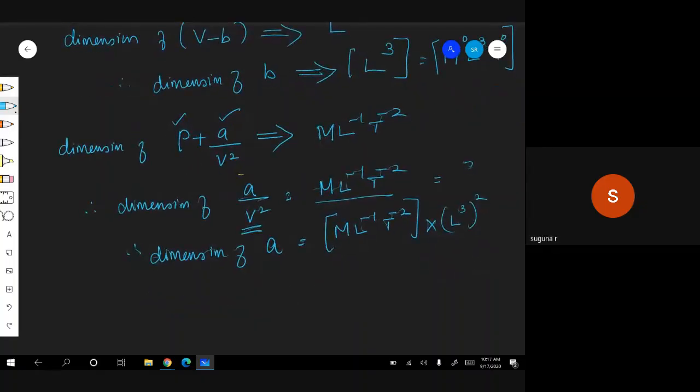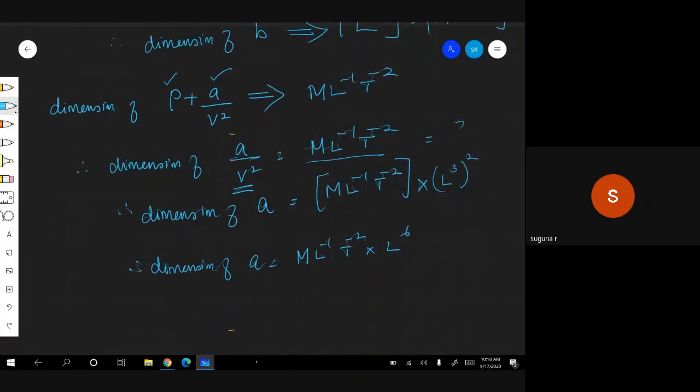Therefore, the dimension of A is equal to M L power minus 1 T power minus 2 into L power 6. That is M L power 5 T power minus 2. M means M power 1. Is it clear?